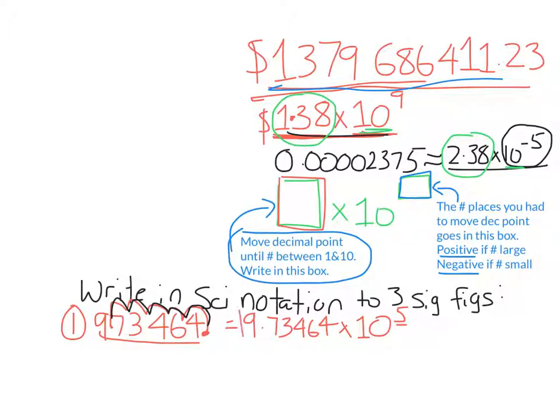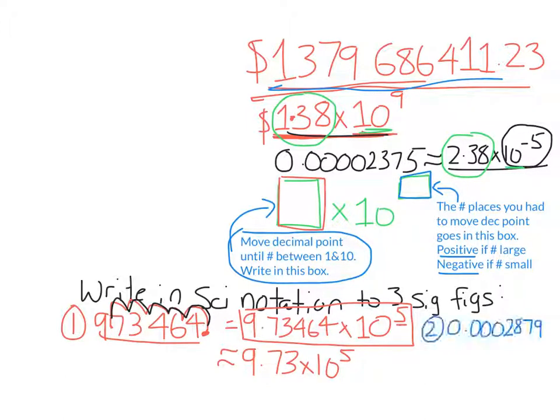So this is actually the final answer for scientific notation, and to change to 3 significant figures, well, you know how to do that. It'd just be 9.73 times 10 to the power of 5. So let's look at the second example in blue. So I have a very small number this time.